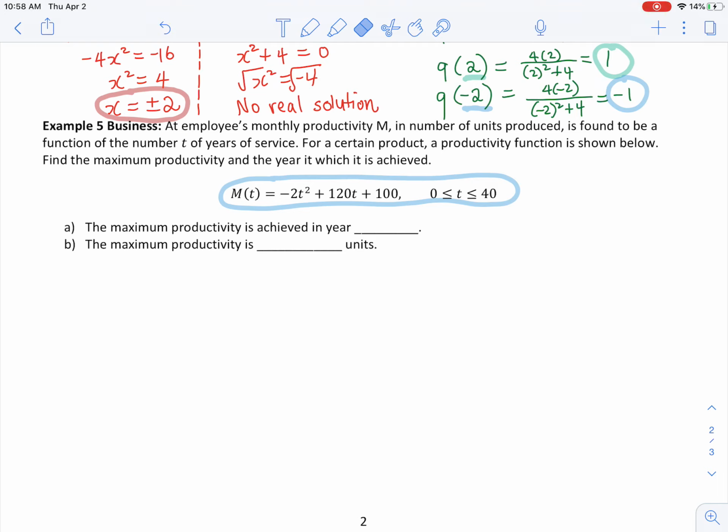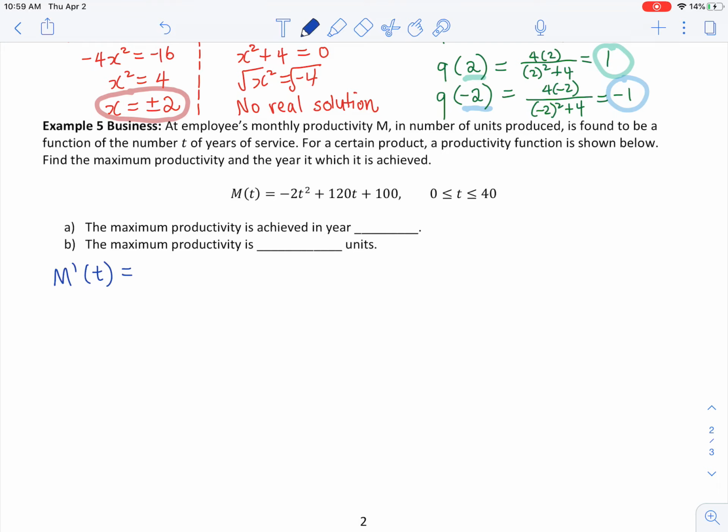All righty, let's go ahead and work with this function. They want you to find the maximum productivity and the year in which it is achieved. What are they going to do after that point? All right. Well, we do know how to do the math though.